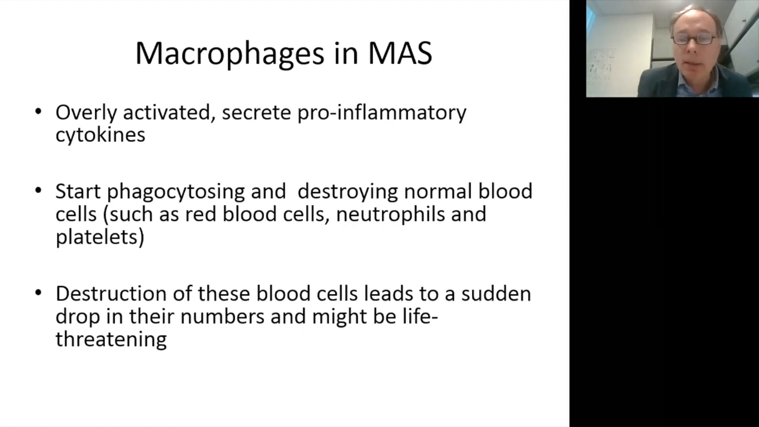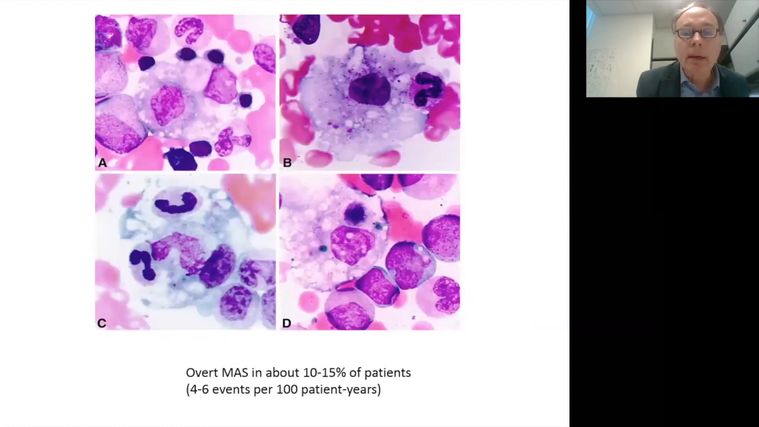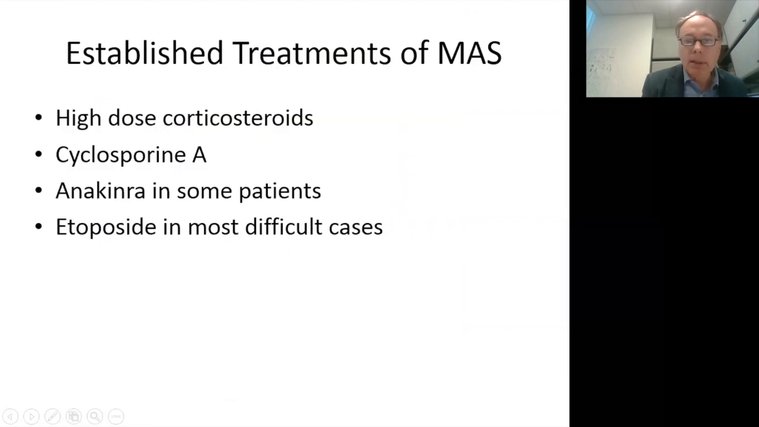The destruction of these blood cells may lead to a sudden drop in their numbers, and that potentially could be life-threatening. And this is an example. It's one of my patients, a bone marrow aspiration. What we're looking at here, this large cell in the center, these are macrophages. And what they do, they engulf other healthy-looking blood cells in the bone marrow. In this example, we're looking at a neutrophil. Here it's probably an immature red blood cell. The engulfment eventually leads to a complete destruction of those cells. In this example, we're looking at the remnants of those cells.